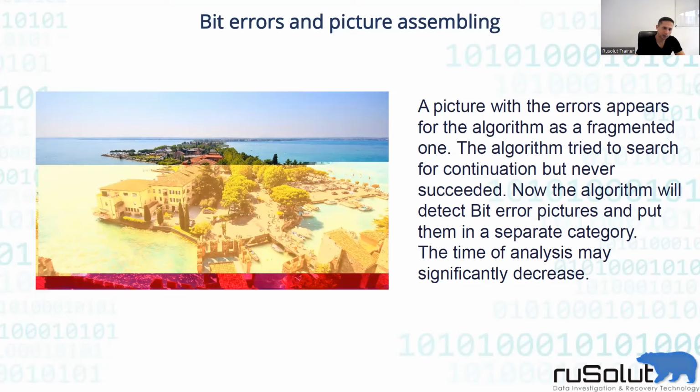So what we decided to do was add bit error detection to this algorithm, the same as we used for our regular carver. Our regular carver, I'd like to remind you, can search for pictures, and it can detect bit errors. It can detect whether a picture is totally good, with no problems, or whether the picture may have bit errors. So now the assembler can do this too.